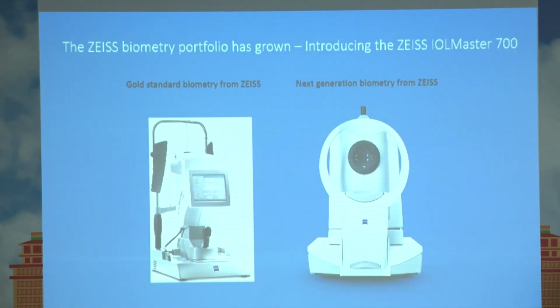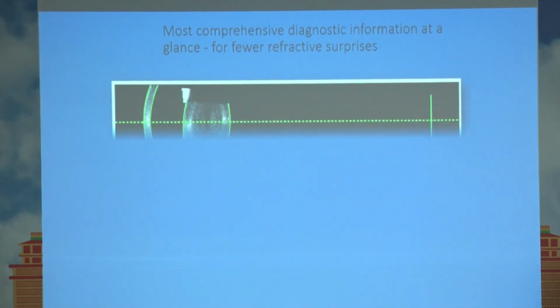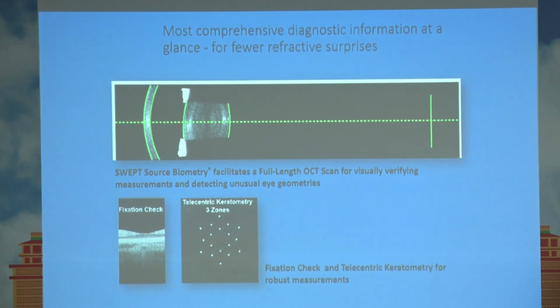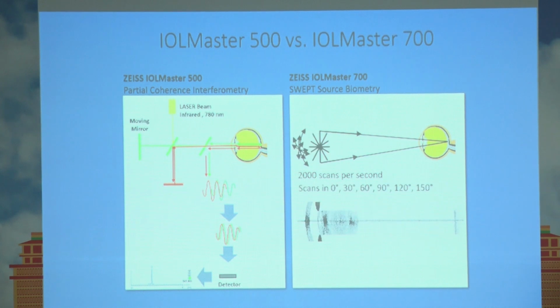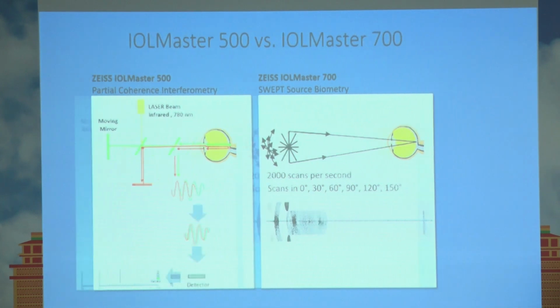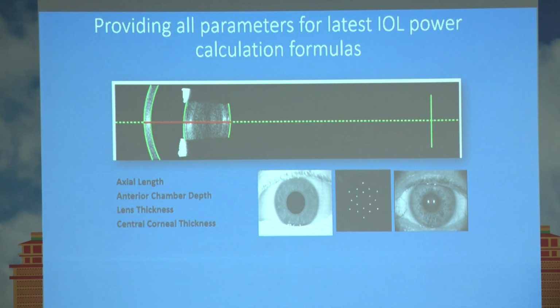So coming to my talk today, about how this has grown from 500 to 700. Basically, it works on different parameters. First, swept source biometry. Normally the IOL Master 500 works on partial coherence interferometry. Coming to the IOL Master 700, it normally works on swept source biometry. So it does almost 2000 scans per second. So it works on these parameters, very, very important.